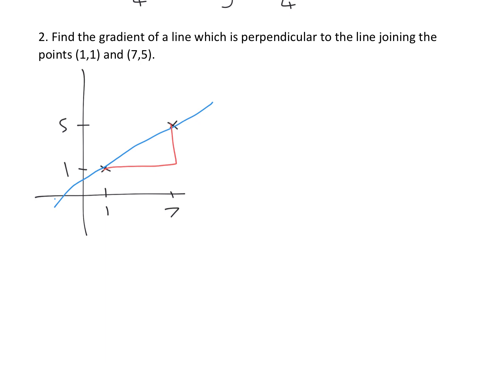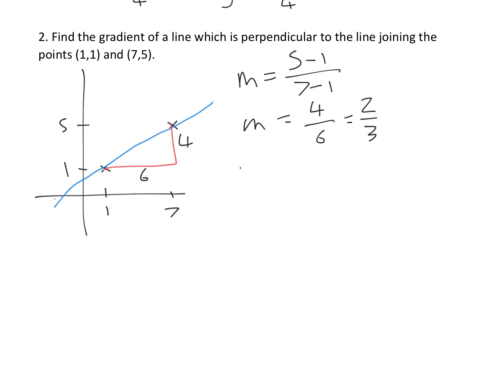The gradient of the line that joins (1, 1) and (7, 5) works out that the rise is 4 from 1 to 5, and the run is 6 from 1 to 7. So the gradient is your 5 take away 1 divided by your 7 take away 1. Or, as I just worked out, that's 4/6, which simplifies to be 2/3. So that's the gradient of that line.